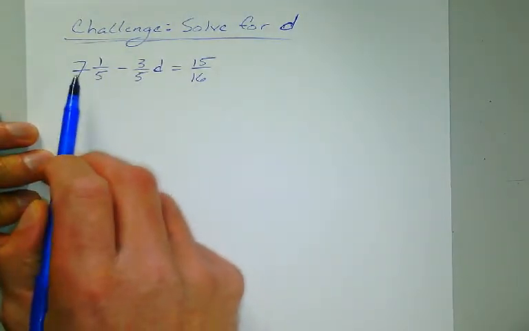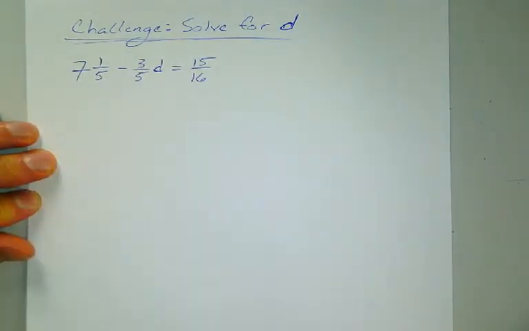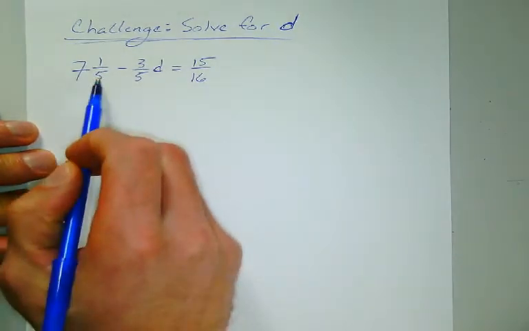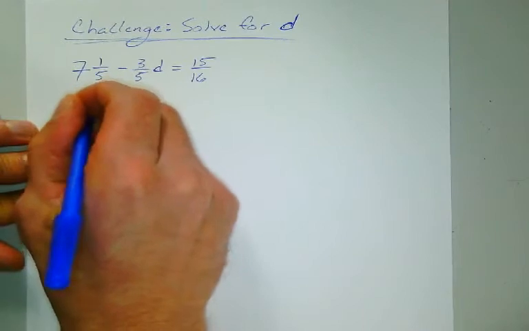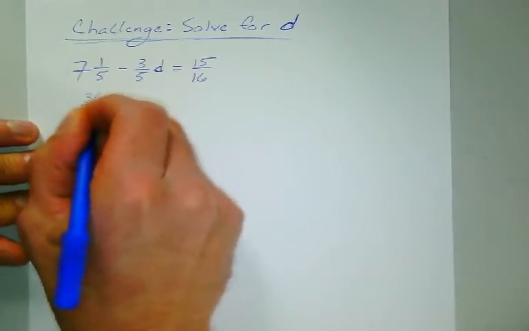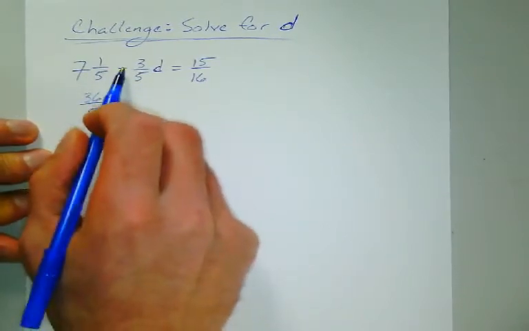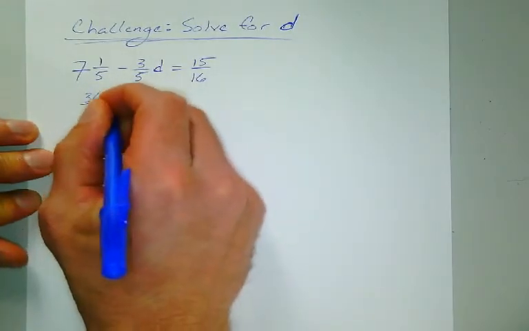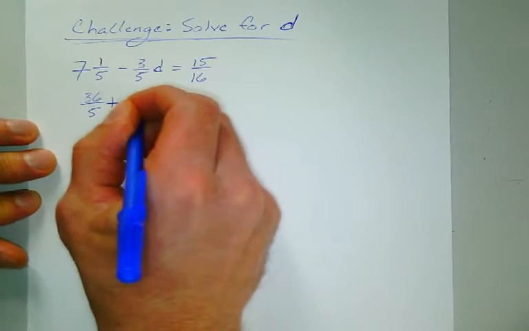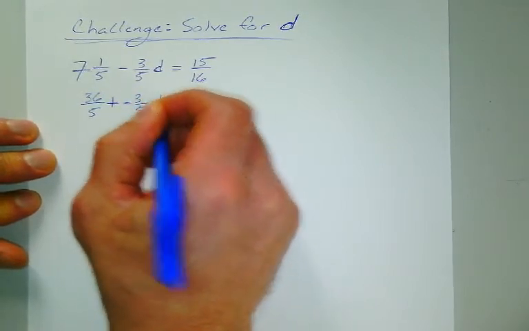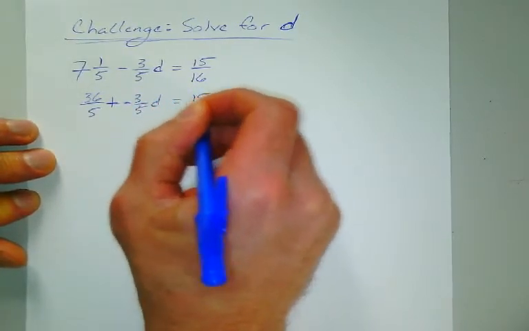First, let's change the 7 1/5 to an improper fraction. So 5 times 7 is 35, plus 1 gives us 36 as our numerator. Keep the denominator the same. Let's change this minus sign to adding a negative, just for a good habit that we have. Equals 15/16.